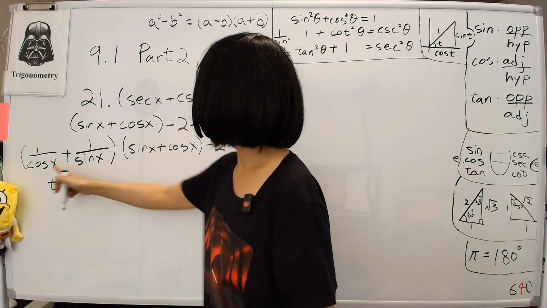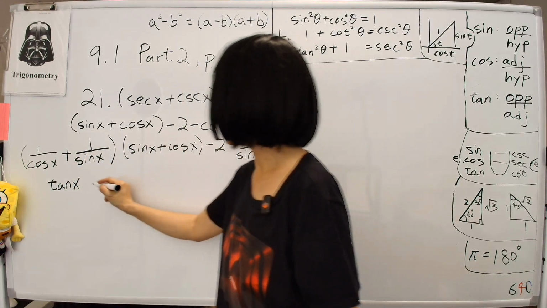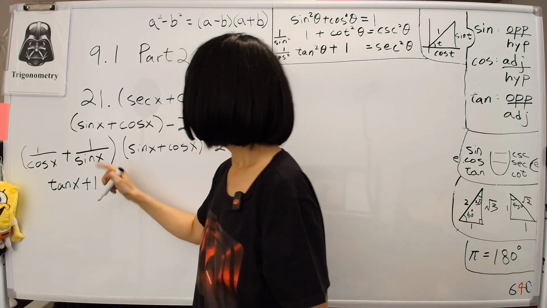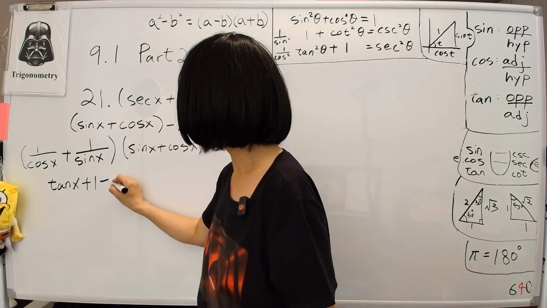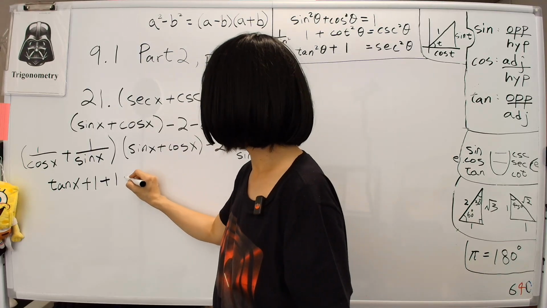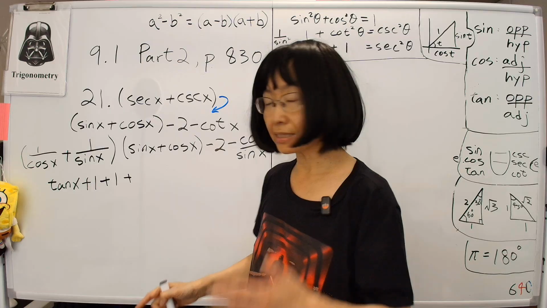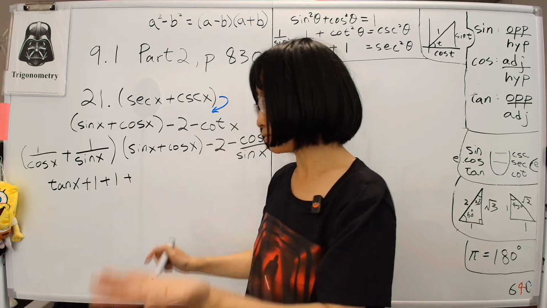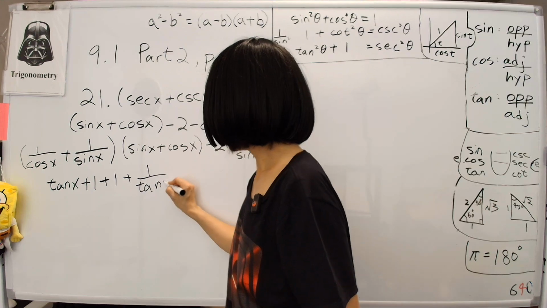And so that is the first one multiplied. Next, this thing times that thing is equal to 1. Next, this one times the first one, that's also 1. And then this one times the second one, that's cosine over sine. Tangent is sine over cosine, so cosine over sine is 1 over tangent x. So I write it this way, 1 over tangent x.